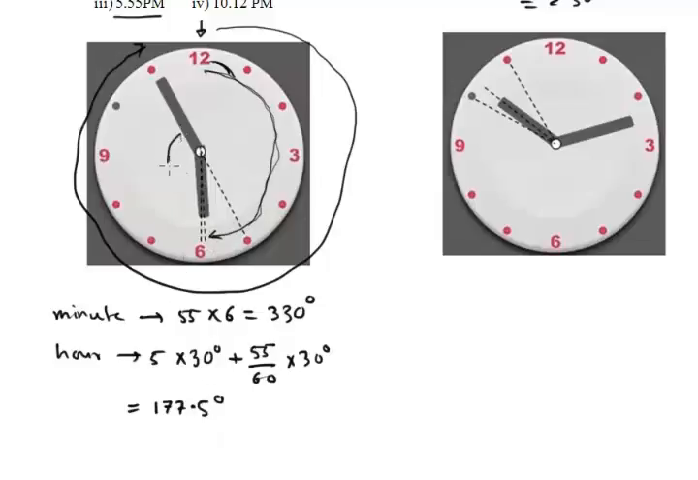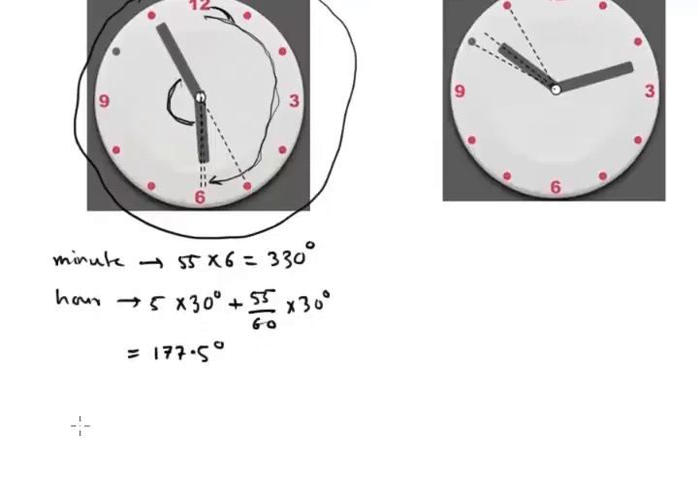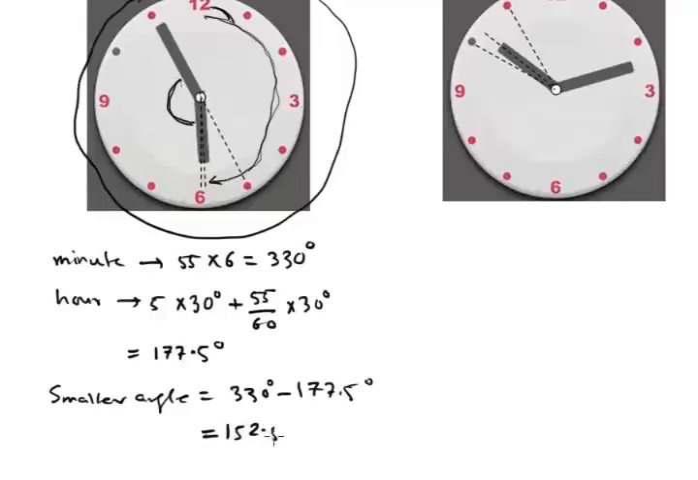So this total angle for minute is 330, and for hour this total angle is 177.5. So this small angle will be minute angle minus hour angle. So the smaller angle will be 330 degree minus 177.5 degree, which will be 152.5 degree. So this smaller angle is 152.5 degree.